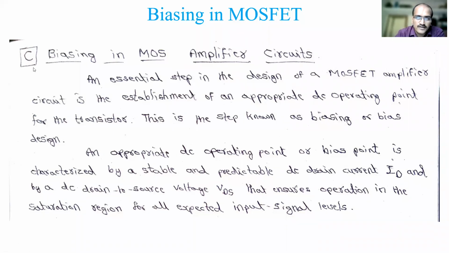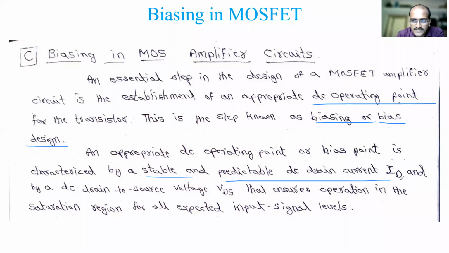I will just read this out. An essential step in the design of a MOSFET amplifier circuit is the establishment of an appropriate DC operating point for the transistor. This step is known as biasing, and the circuits we call bias design. An appropriate DC operating point, or bias point, is characterized by a stable and predictable DC drain current ID, and by a DC drain to source voltage VDS.